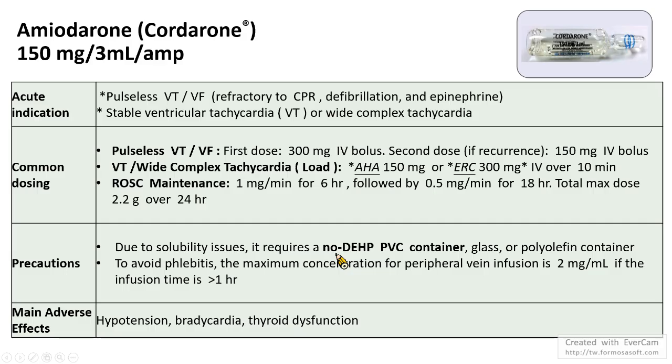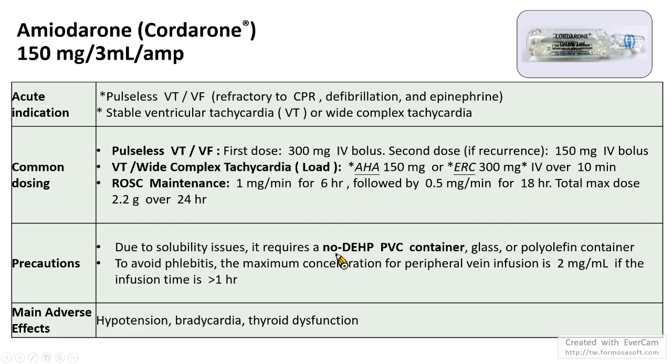For wide complex tachycardia, as the loading dose, the first one is different, as different guidelines suggest either 150 or 300. We are going to look at the algorithm together later.